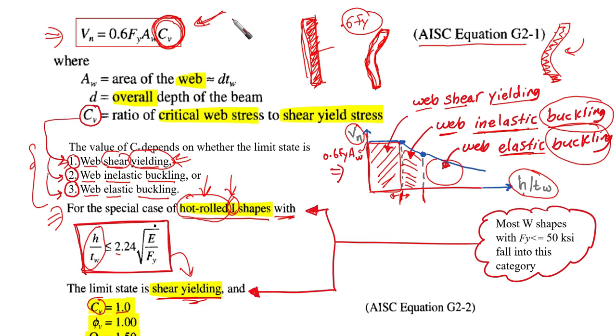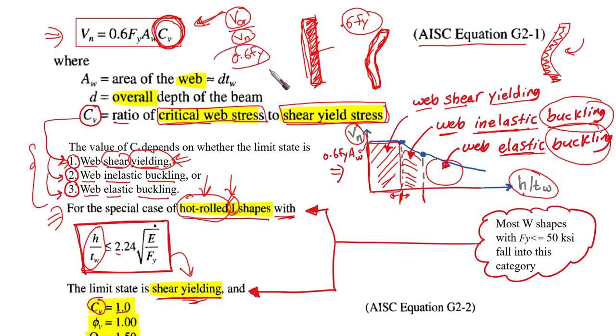Of critical web stress. So if we say V critical over the V nominal that we are talking about. The critical means what is the critical web stress that is going to be there over the nominal one, and the ratio of the critical web stress to the shear yield stress, or the shear yield. In this case, it is going to be 0.6 F yield. So that's what we are dealing with.